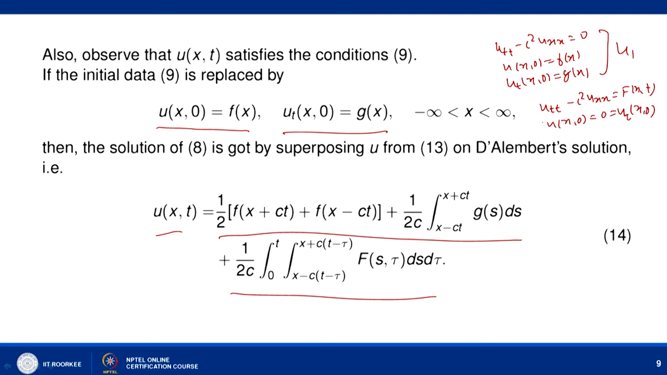So, that will be the part u2, and the solution u is given as u1 plus u2. u1 we already know, given by D'Alembert's wave solution, that is 1 upon 2 [f of x plus ct plus f of x minus ct] plus 1 upon 2c integral from x minus ct to x plus ct of g(s) ds.